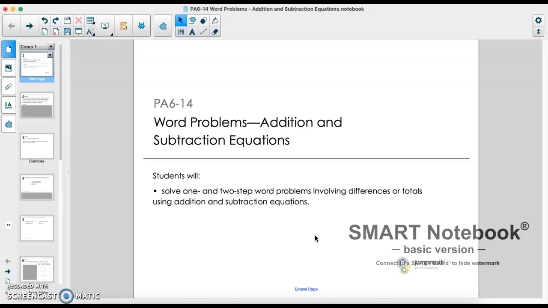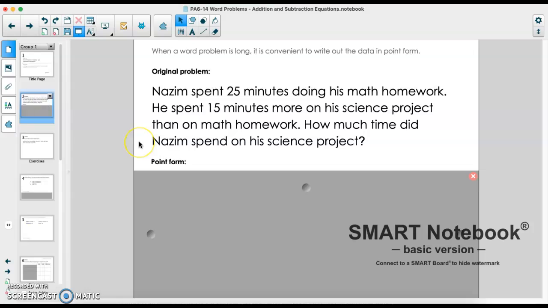This one is focusing on addition and subtraction equations, looking at word problems. And so by the end of this video, and the end of the practice, hopefully you can say that you can solve 1 and 2-step word problems involving differences or totals using addition and subtraction equations. And so here is where we're going to start.